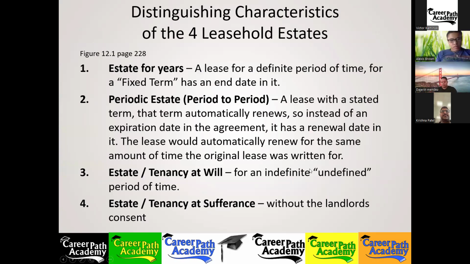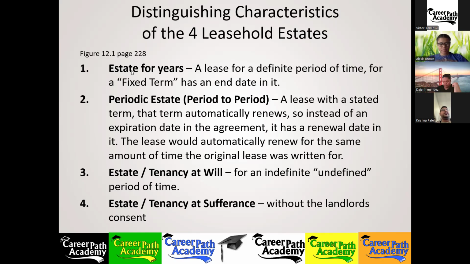And the four leasehold estates are an estate for years. All right, so we have an estate for years. What is an estate for years? It's a lease for a definite period of time. It's for a fixed term. It has an end date in it.